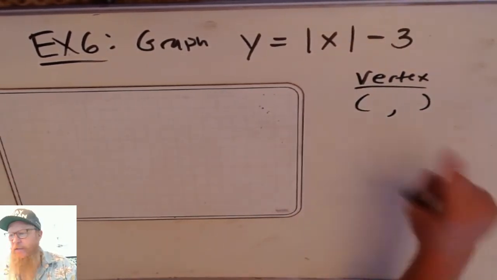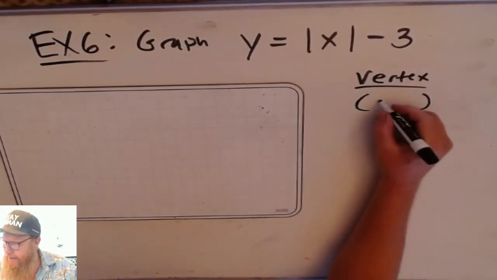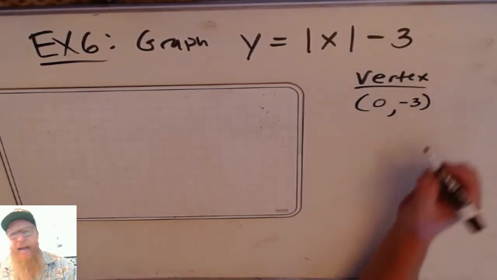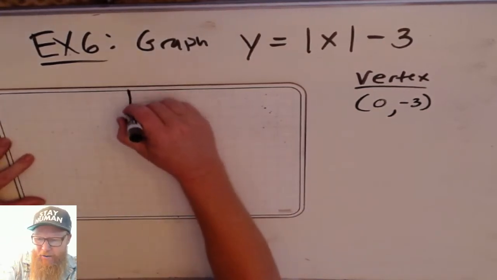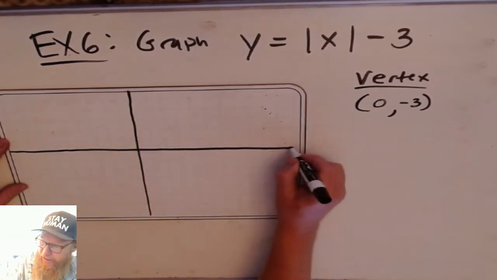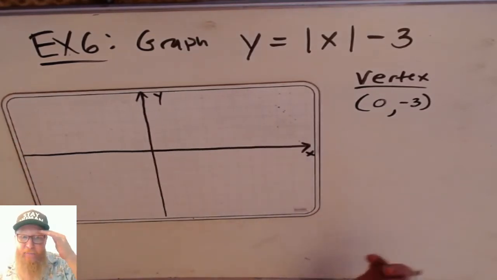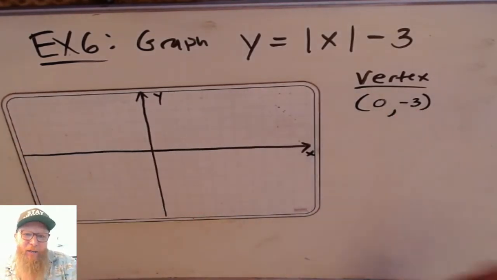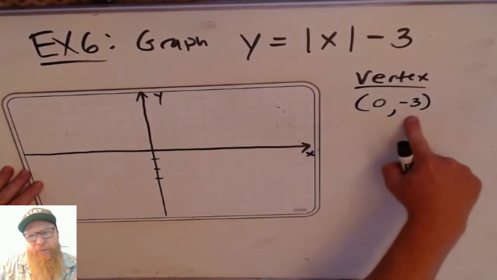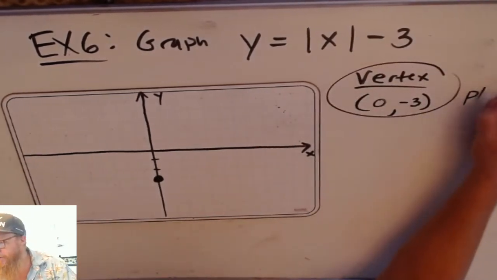All right. So look at the inside. The inside, there's no horizontal shift, so that's 0. And then look at the outside. That's your vertical shift. That's -3. And I know immediately, without doing any real calculation, I'm not making a table. I'm kind of freestyling it here, but I'm following a pattern. So I don't know if you can really call that freestyle. 0, -3, I automatically know my vertex is right there. So you're going to plot this point first.